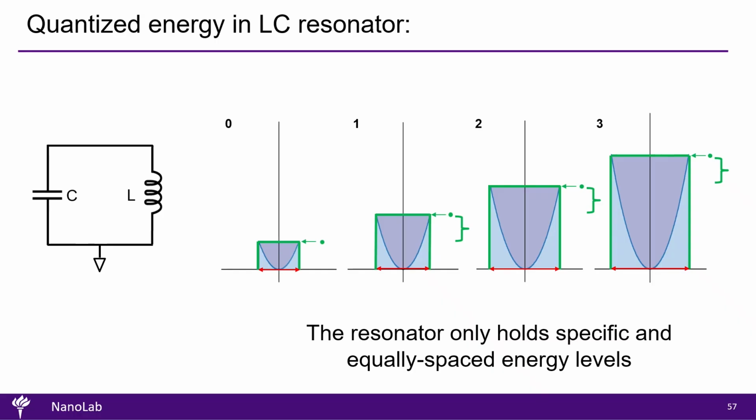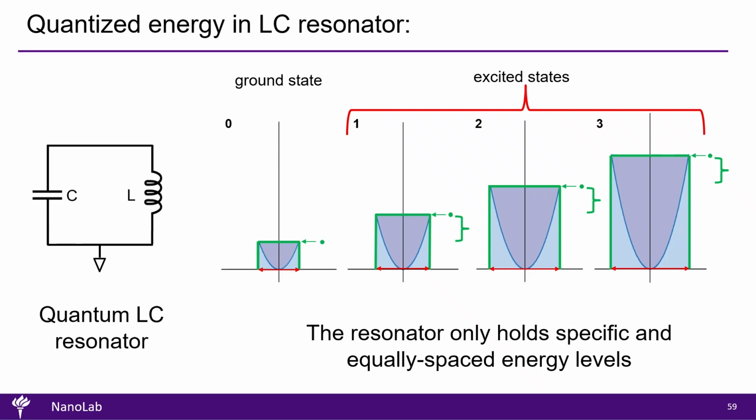Notice that at each energy level, the oscillation of energy between the capacitor and inductor continues at the resonator's natural frequency, but is always within the boundaries of that level. When a resonator behaves this way, we call it a quantum LC resonator. Finally, the lowest allowed energy level, labeled 0 in our diagrams, is called the ground state, while the higher levels are referred to as excited states.